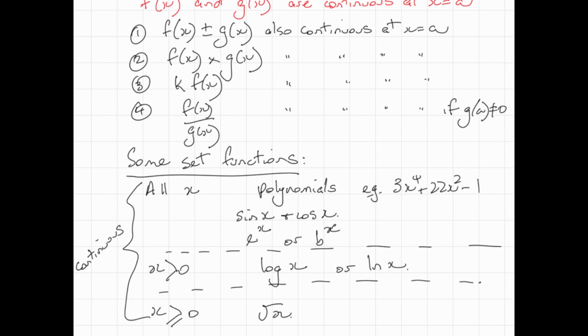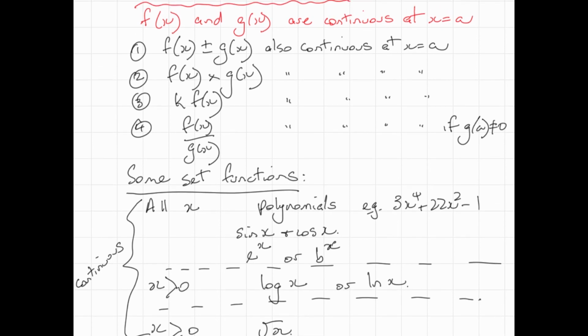Okay, so those little facts are probably worthwhile keeping your eye on as you work through. If you've got these functions continuous at x equals a, then combinations of those are also continuous at x equals a. And in general, polynomials of this form will be continuous over all x. Sin x and cos x are always continuous over all x, and e to the x or b to the power of x is also continuous over all x. And then we've got a shortened domain here, x is greater than 0, or x is greater than or equal to 0, where we've got root x.